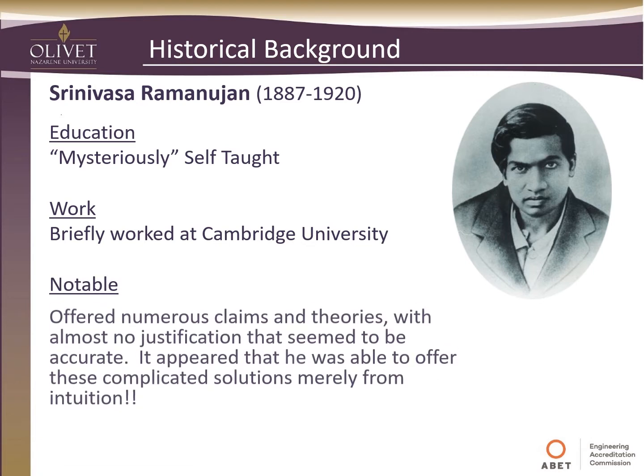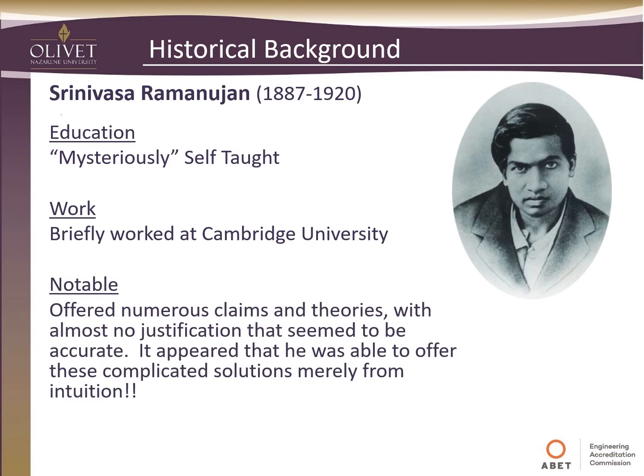So what are some of the notable things? Well, just like I said, he offered numerous claims and theories with almost no justification that seem to be accurate, at least the ones that they figured out, they are accurate. And the striking thing is that it appeared that he was able to offer these complicated solutions merely from intuition, that he had an insight into this, that some of these genius mathematicians took years to figure out where it came from or how it made sense. So let's look at some examples of that.